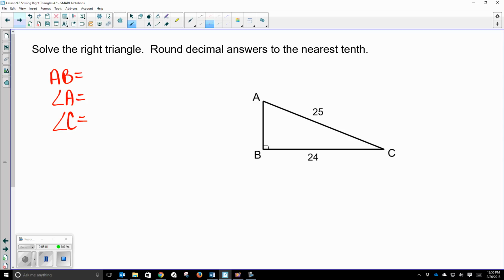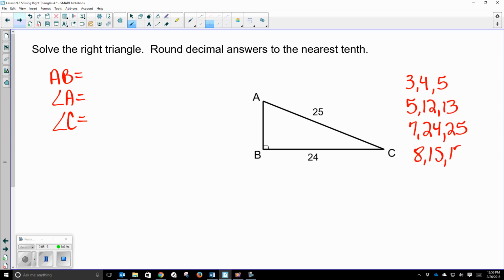Let's see, what are the triples? Let's see if we have a triple. 3, 4, 5, 5, 12, 13, 7, 24, 25, 8, 15, 17, 9, 40, 41, 11, 60, 61. If you'll write them over and over and over again, it will help. You can still do the flashcards, but for me it's easier. Anytime I think of triples, I write them down.